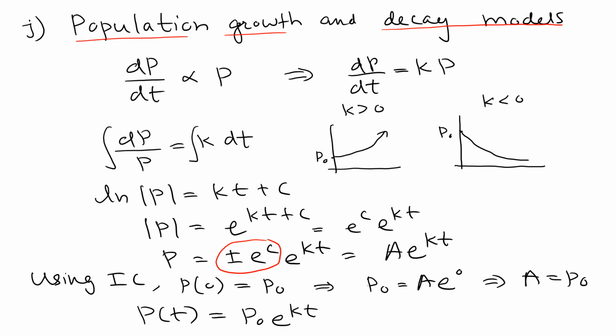If k is positive, it's going to grow; if k is negative, it's going to decay. It's the same formula. Okay, so that's how we solve the population growth model using the separation of variables method.